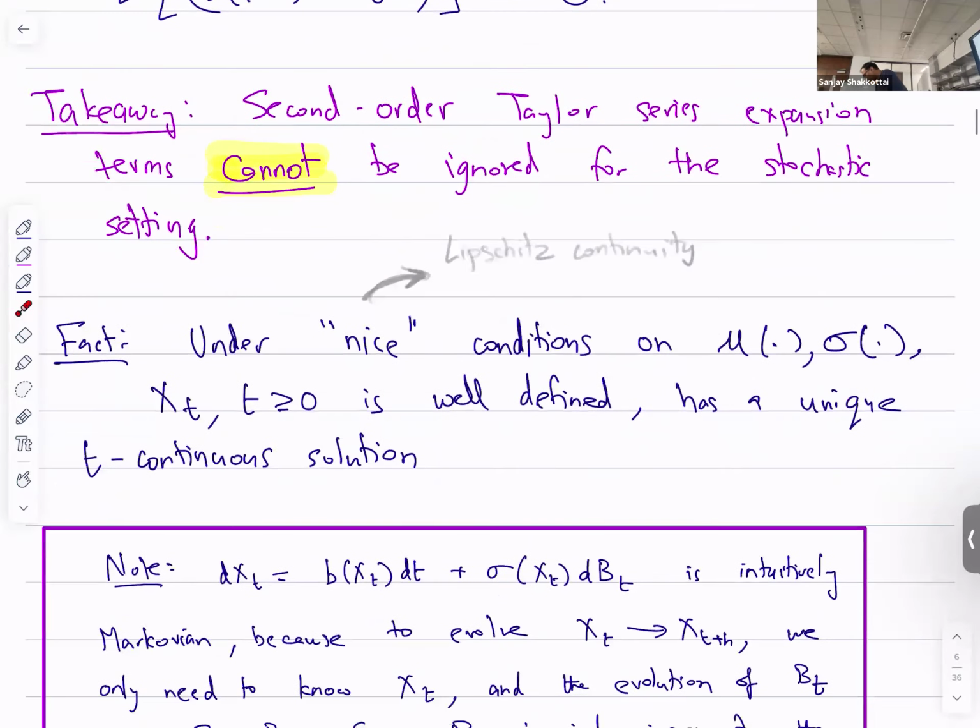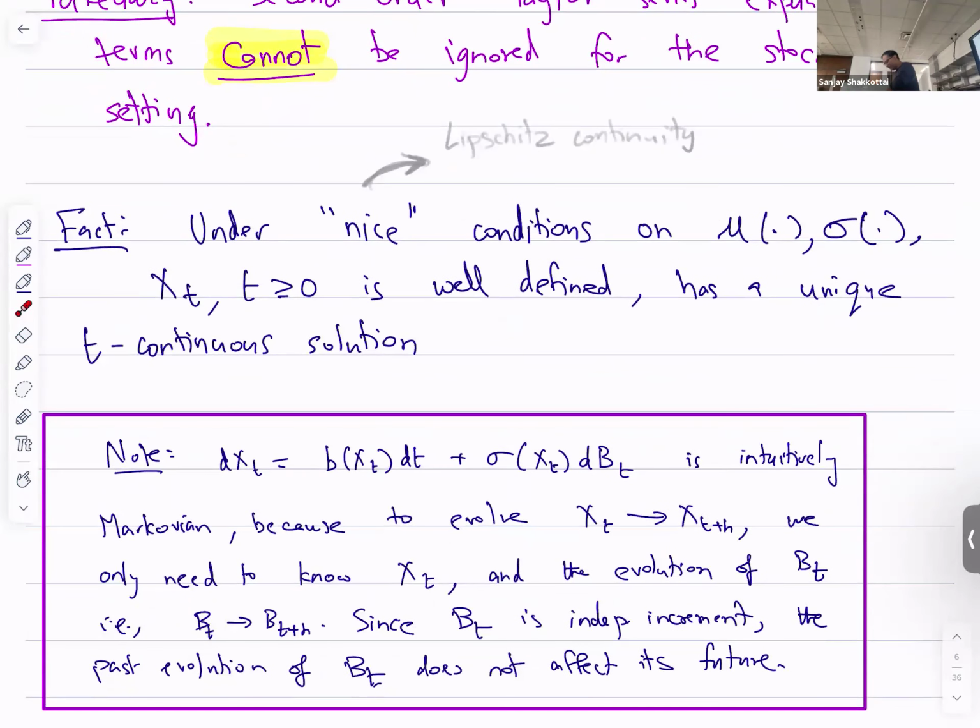Okay. So first, I'm going to consider a generic equation form. dXt is mu, or b, or whatever, dt, this is a drift, plus sigma dBt. I've been saying that this is a Markov process. Roughly, the reason it's a Markov process is the following. If you look at any point in time t, the Brownian motion has independent increments. So anything that happens in the past does not affect how the Brownian motion is in the future. Xt is already the current state.